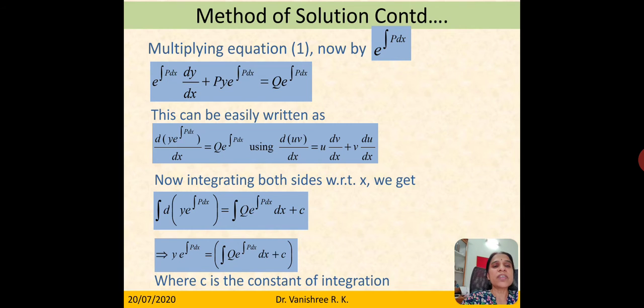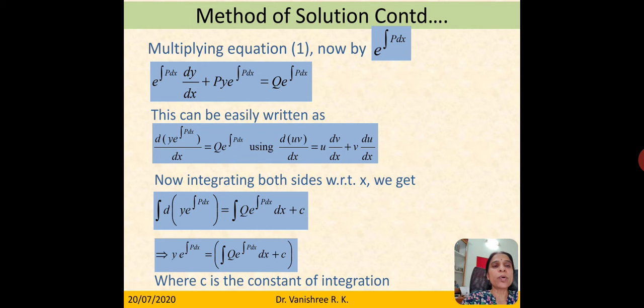Therefore, this equation can be easily written as d by dx of y e to the power integration p dx is equal to q times e to the power integration p dx. What we have done here is we have used d by dx of uv, that is the product rule, and hence we were able to write this.